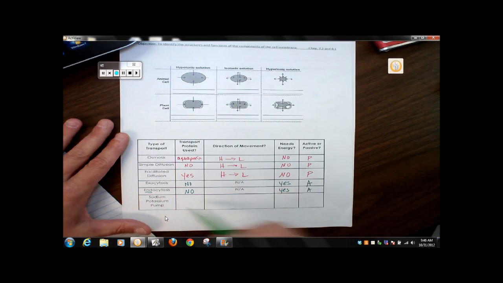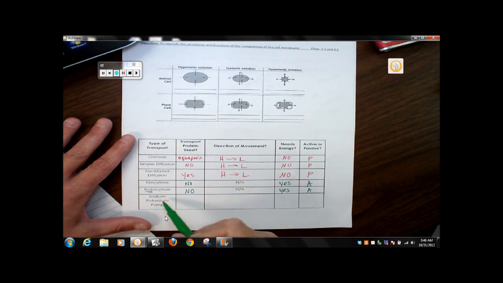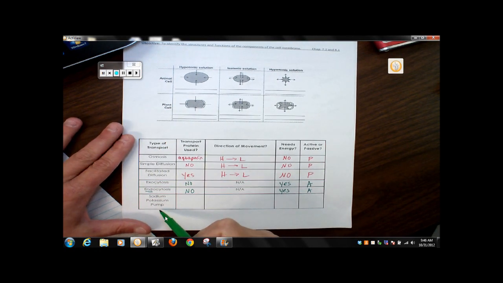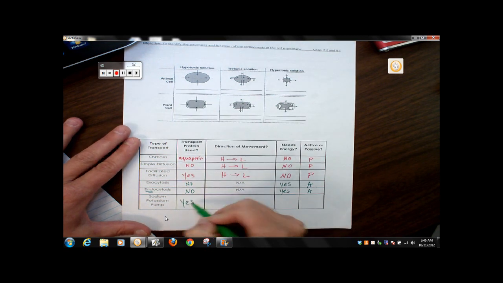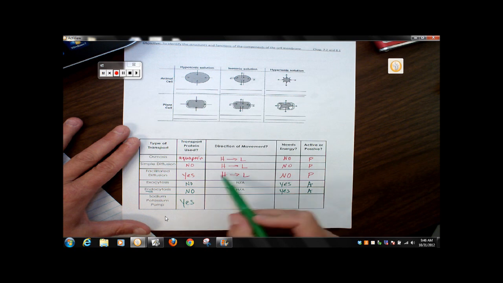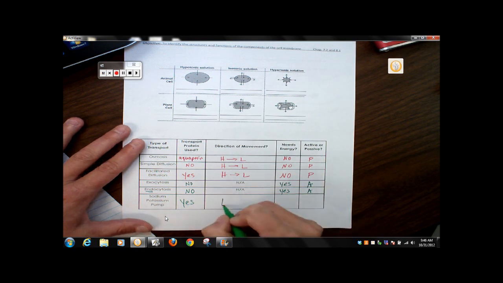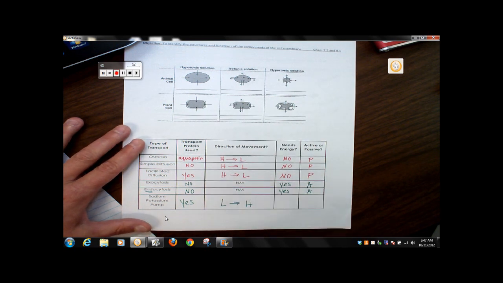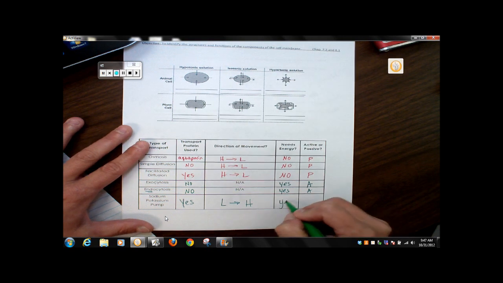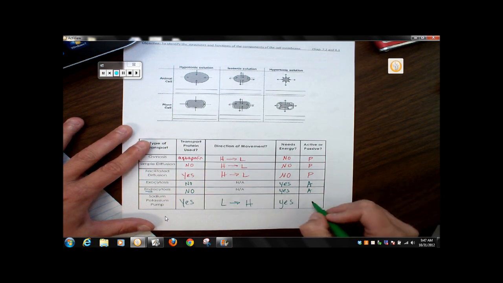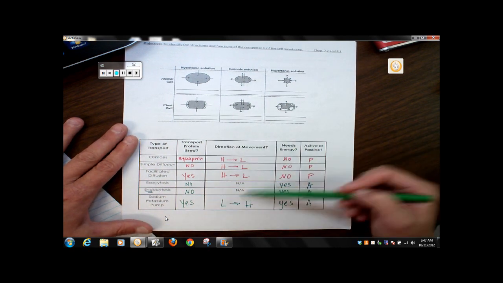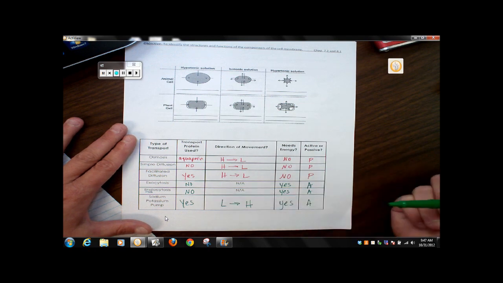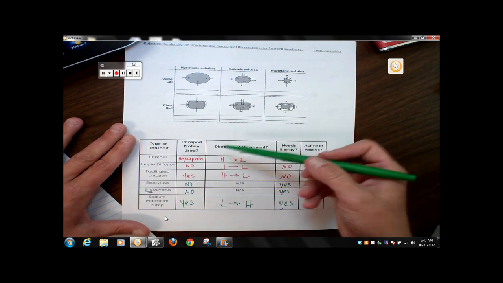So the final part of this data table, just to review, is the sodium-potassium pump. Did it use the protein? Yes. How did the molecules move? Was it low to high or high to low? Did it require energy? And therefore it is what type of transport? Okay? As a result of doing these notes, you should be able to fill this in by yourself and know how they're different, how they're the same.